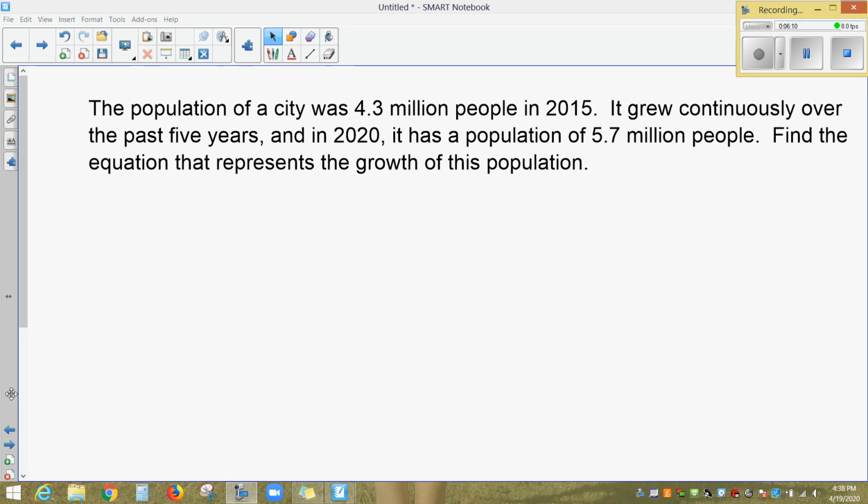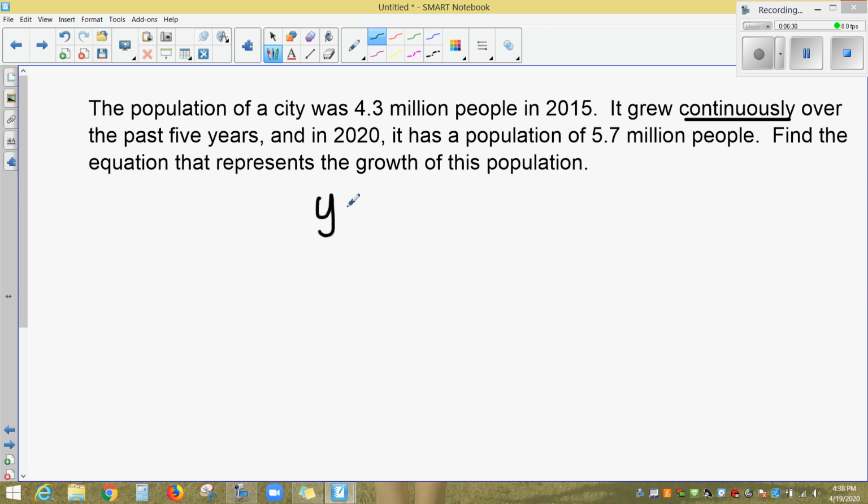But we know the starting population of a city in 2015. We know when we see the word continuously, that just means it's going to follow our formula that we've been working with. And in the past 5 years, in 2020, it has a population of 5.7 million. We want to find the equation to start out with that represents the growth of this population. This is our model that we start with every time. Hopefully, as we are looking at the pieces of information that we're given, we can fill in one or more of those parts.